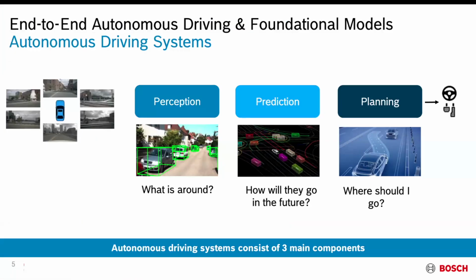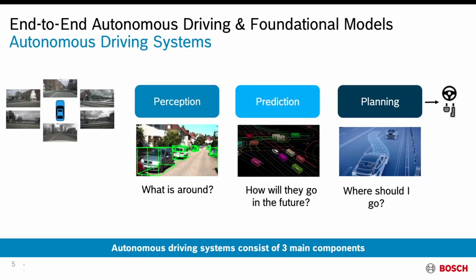Okay. So the autonomous driving system consists of three main components. Namely, we have perception, prediction, and planning. In perception, we try to see what is around, so we try to detect the objects in the surrounding. In prediction, we try to predict how the other agents, like cars or people, will behave in the future. So we try to predict their motion. And planning is the holy grail of autonomous driving, where we try to safely navigate our car to see how it's going to drive.